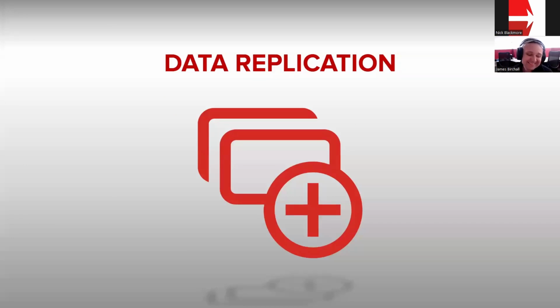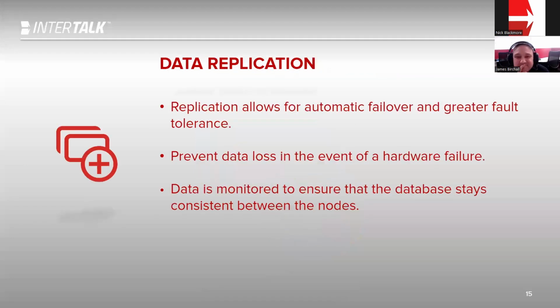And we're just going to do a quick overview of data replication as well. So data replication allows for this automatic failover and the greater fault tolerance that you can expect with a high availability architecture. It helps prevent data loss in the event of a hardware failure. And how it does it here is data is monitored to ensure that a database stays consistent between the nodes as data flows from a primary node to the ones that are taking the copies of that as well.